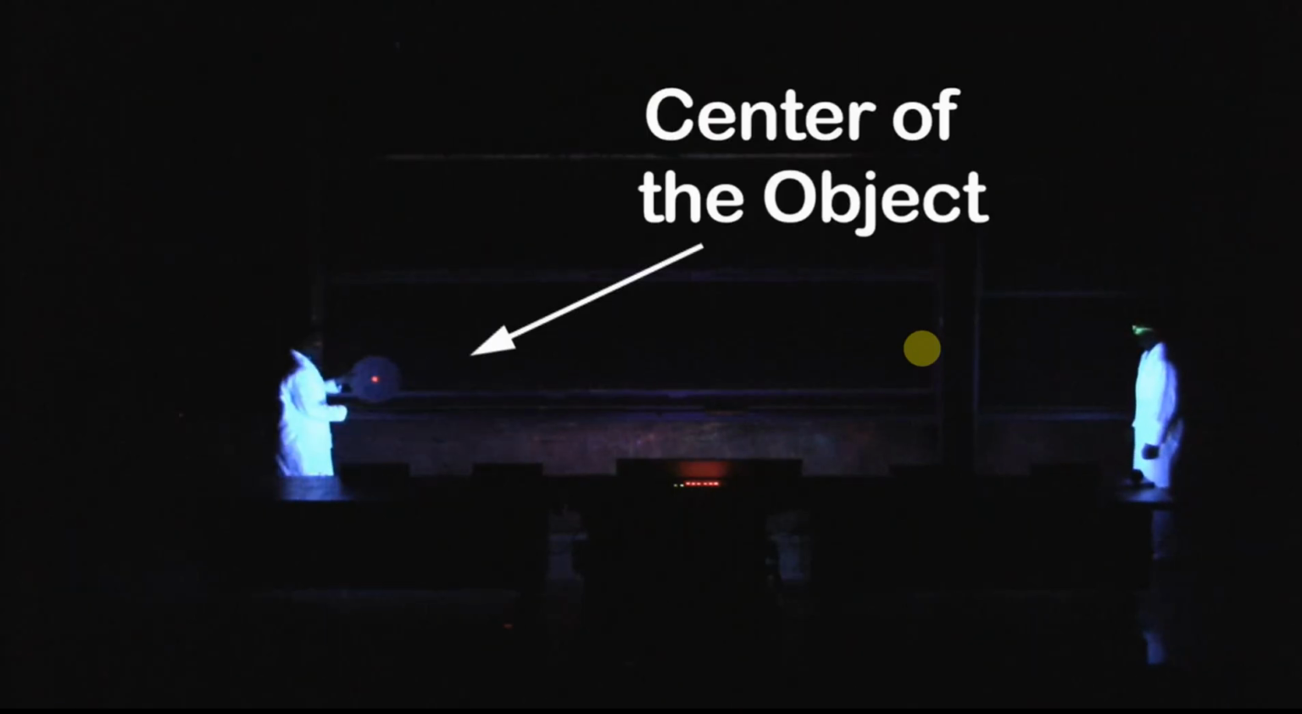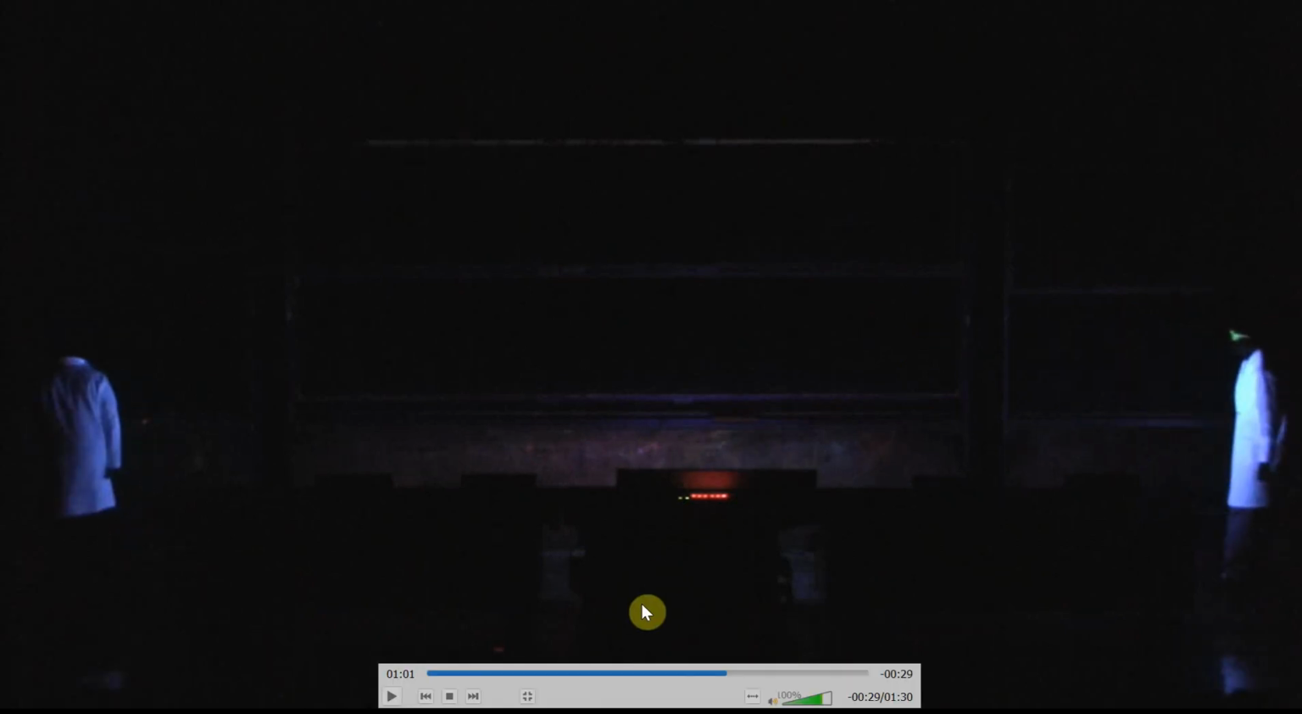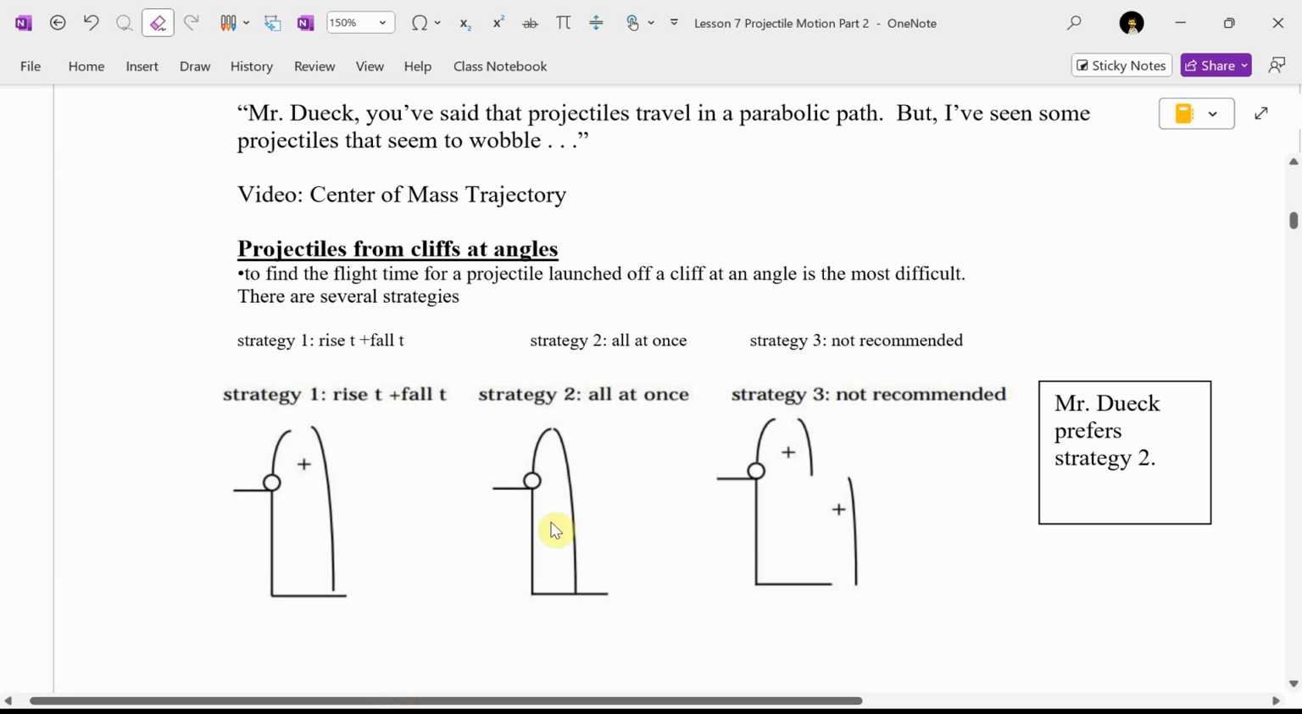That disc, so there's the center of the disc. You can barely see. It's a little tough. We can dim the lights a little bit. The center of the disc is not the center of mass of the disc. So the center of the disc is going to wobble because that's not traveling in a parabola. Wobble, wobble, wobble. But now, if we turn it around, there's the center of mass, parabola. So I should point that out. It is true, objects might appear to wobble, but their center of mass will always travel in a parabola.